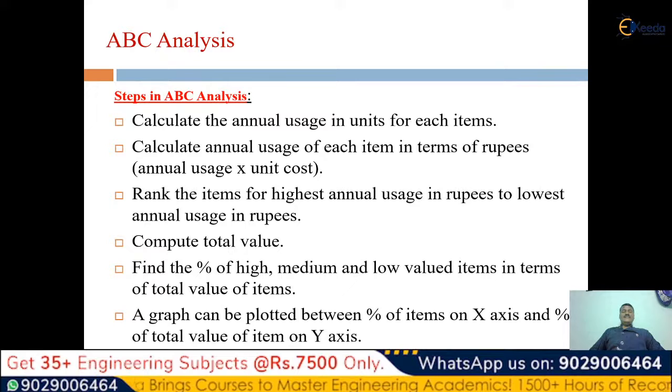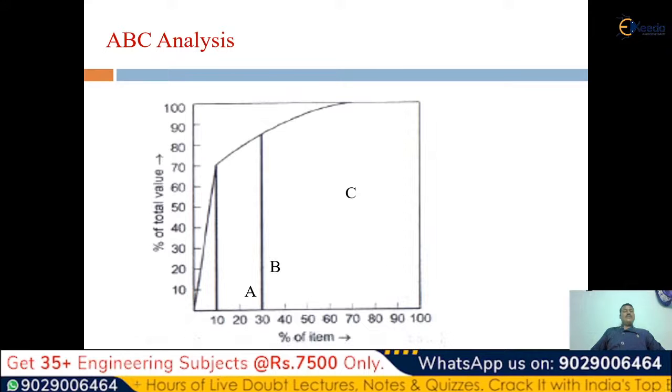Once we get these, a graph is plotted between the percentage of items and the percentage of total value of items, along the abscissa and the ordinate, and we get the values. Like in this case, just see, based upon the total percentage of value and the percentage of items present, as per the plot, we have divided them into A, in between 20 to 30, 30 to 40 is B, and the other part is C.